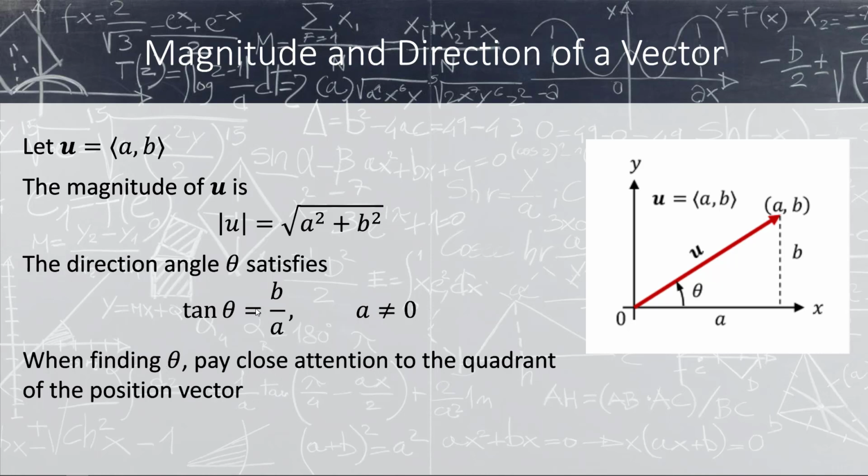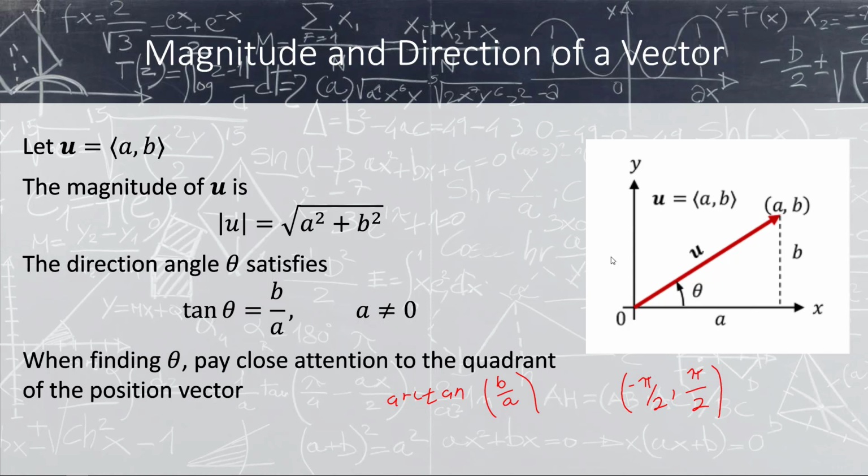Why? Well, if we want to find the value of theta, obviously what we're going to do is compute the arctangent of b over a. And that is going to produce for us a value in the range of negative pi over 2 to pi over 2, which is great if the vector resides in quadrant 1 or quadrant 4.